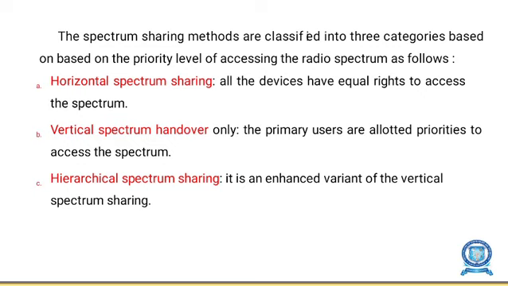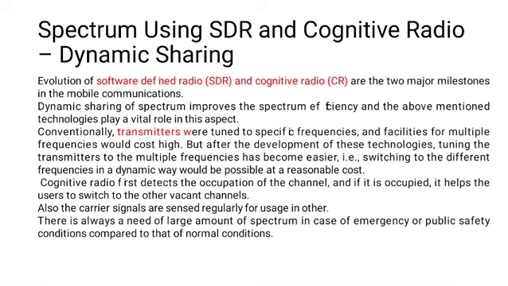In horizontal spectrum sharing, all the devices have equal right to access the spectrum. In vertical spectrum sharing, the primary users are allotted priorities to access the spectrum. Hierarchical spectrum sharing is the enhanced variant of vertical spectrum sharing.